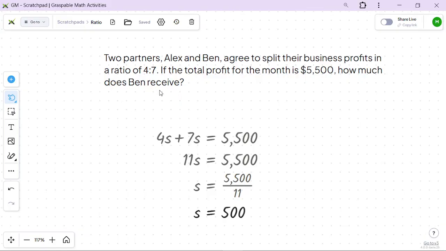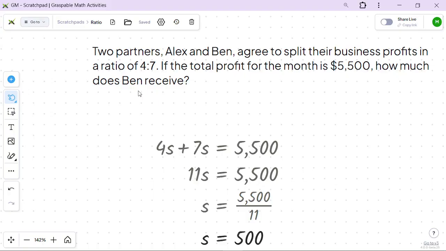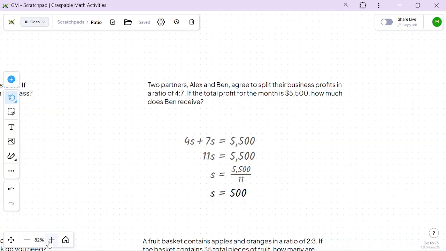Sorry, my screen is playing with me now. Let me just scale it down a little bit. You can see this is scaling now. Okay, let's scale up a little bit.